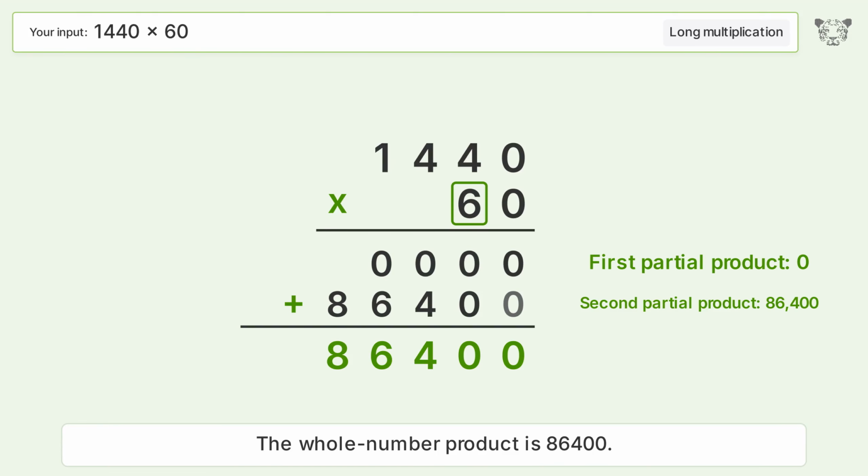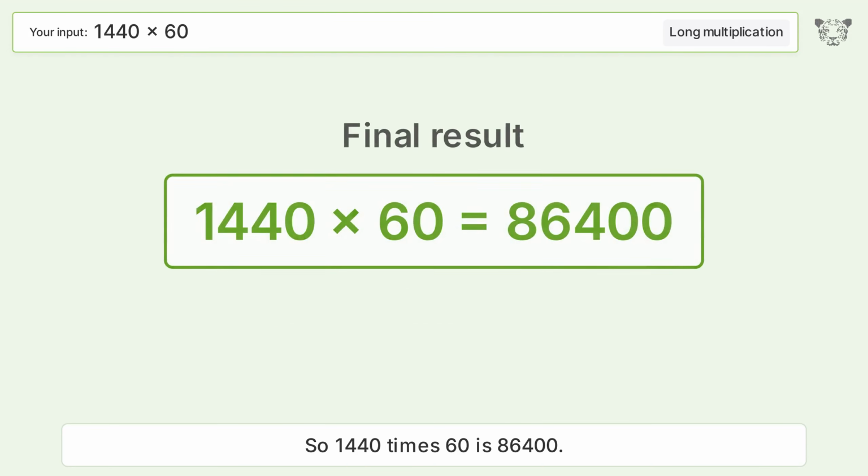The whole product is 86,400. So 1440 times 60 is 86,400.